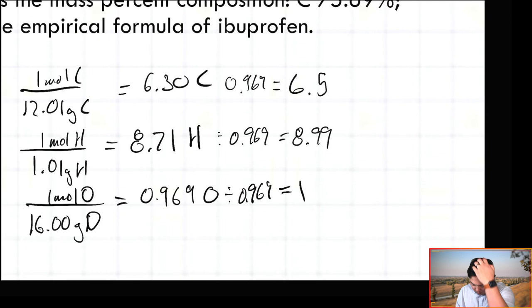So you can see now, this is 6.5. This is really 9, right? Let's be honest. Let's just round that to 9. And then we have 1. So this 6.5, though, is a problem. We need to convert that into a whole number, because the empirical formula is the simplest whole number ratio. And you could flip back to your chart from a while ago, or you could recognize that 0.5 is a half, so we have to multiply everything by 2.